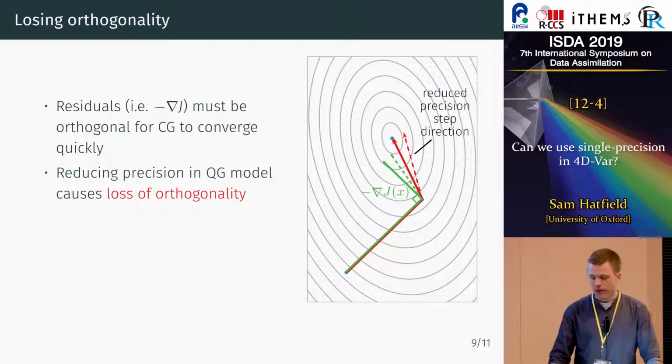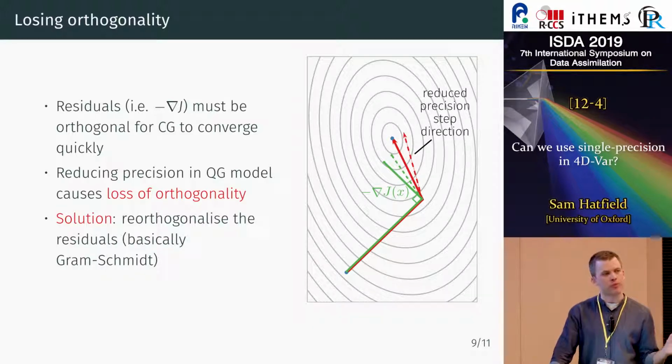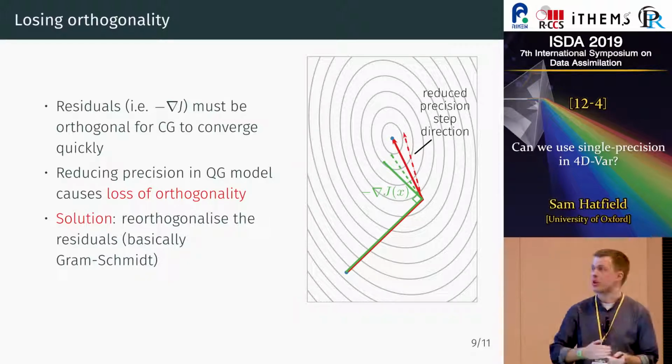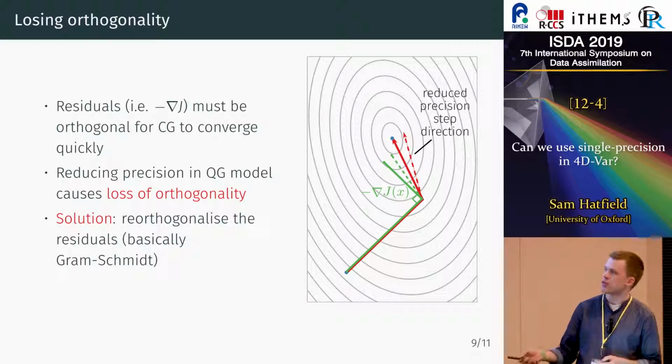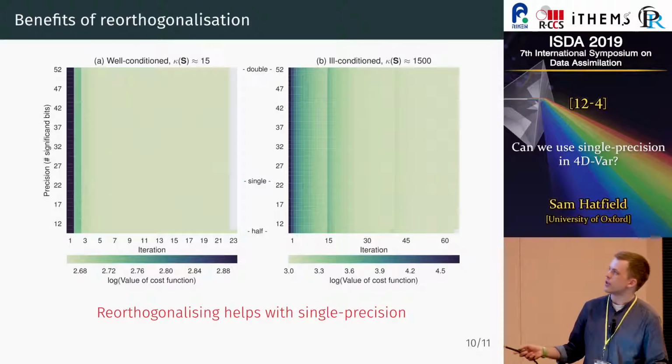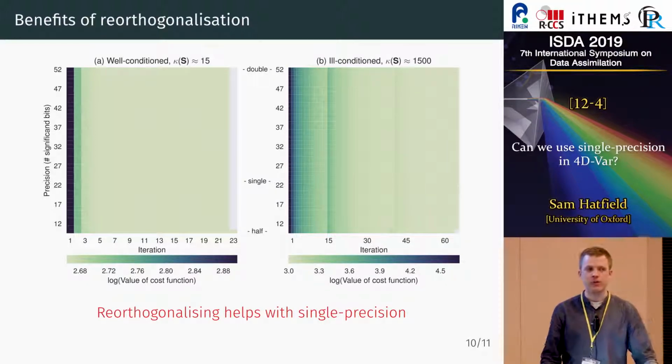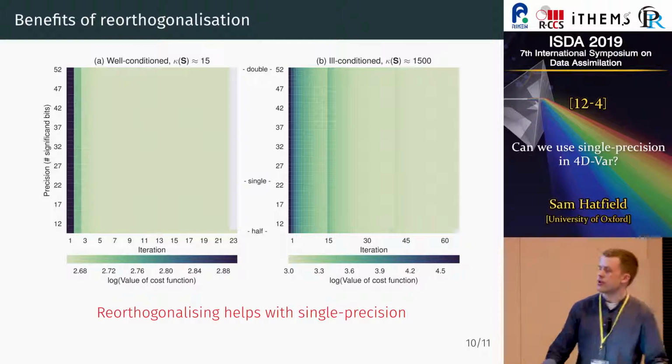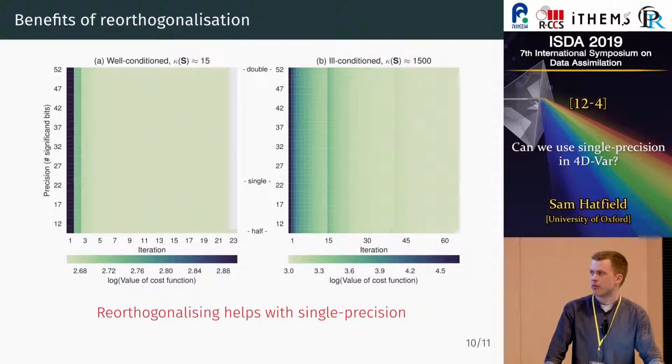However, there's quite a standard, simple fix to this problem, and that is to reorthogonalize the residuals at each step. So we keep track of all the previous residuals, and when we compute the next one, we subtract their projection from the previous residuals every time. So we basically use Gram-Schmidt to keep them all in line. So if we go back to the previous experiments only with reorthogonalization, you can see that although the well-conditioned case hasn't really changed, the ill-conditioned case is vastly improved, and we can go even well below single precision without affecting the minimization of 4D-Var.